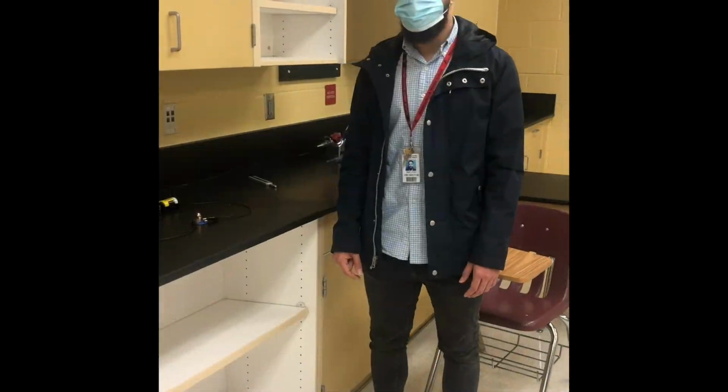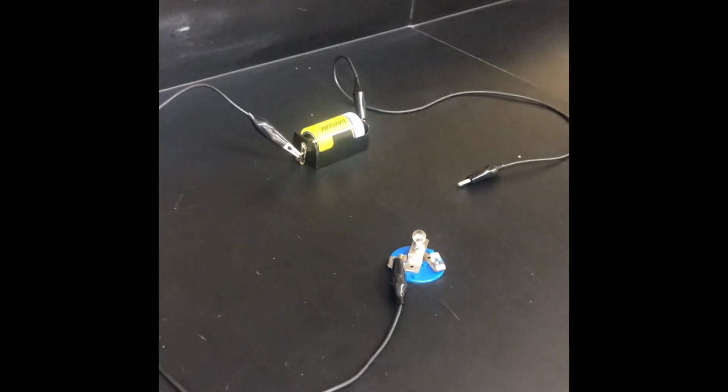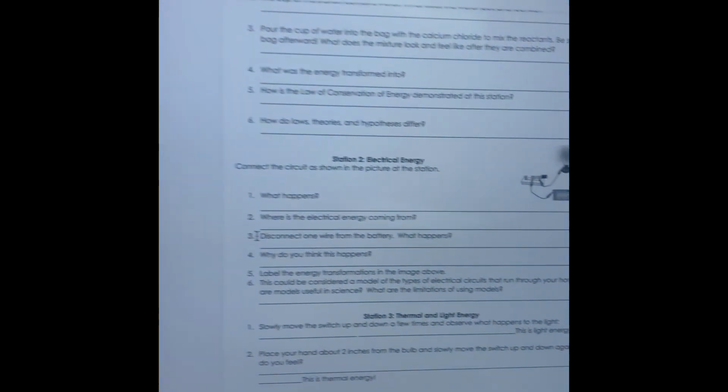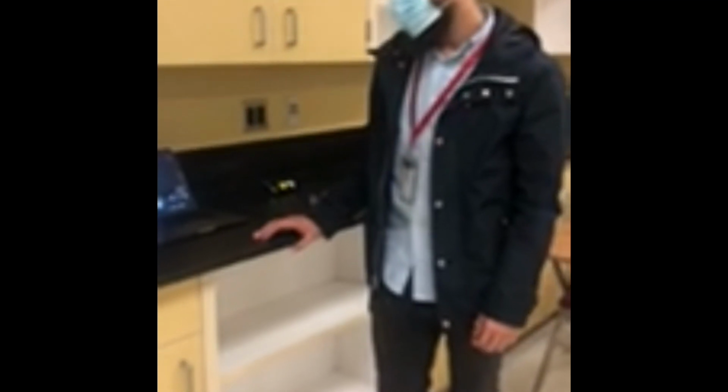Go. Alright boys and girls, right now I'm going to go ahead and disconnect one of the wires. And right now you guys are ready to answer questions 3 through 6. Right now I'm doing station 3, thermal and light energy. And I'm going to do exactly as it says on question number 1. I'm slowly going to move the switch up and down a few times. And as I do that, I want you all to observe what happens and answer the question.